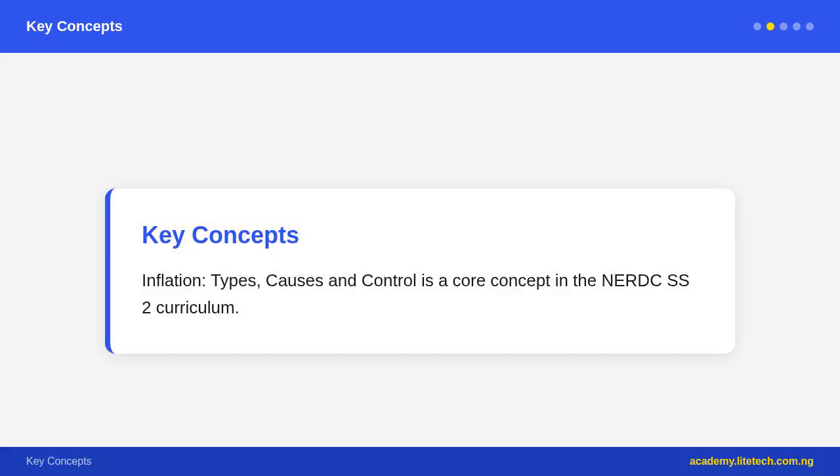By rate, creeping inflation, below 3% per year, is considered normal and even beneficial, as it encourages spending. Spending now is better than waiting for prices to rise. Walking inflation, 3 to 10%, is moderate and manageable. Running or galloping inflation, 10 to 100%, is seriously harmful. Hyperinflation, above 100%, is catastrophic. It destroys the economy and trust in the currency.